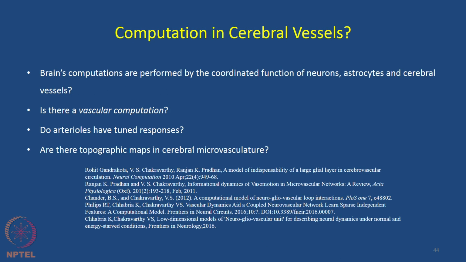From this kind of a basic model, we have done more detailed models also, which I'm not describing here, and you can look at some of our publications. But some of the ideas that emerge out of this line of modeling are as follows. We believe and propose that the brain's computations are performed not just by the neurons, but by the coordinated function of three networks consisting of the neural network, the network of astrocytes, and the cerebrovascular network. All these three networks are working together to perform the brain's computations.